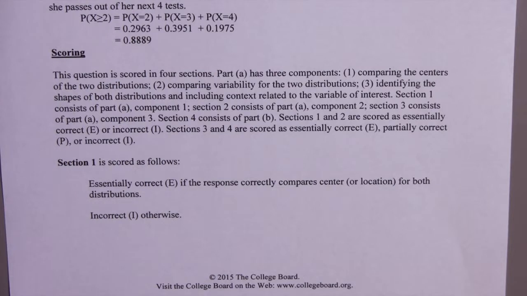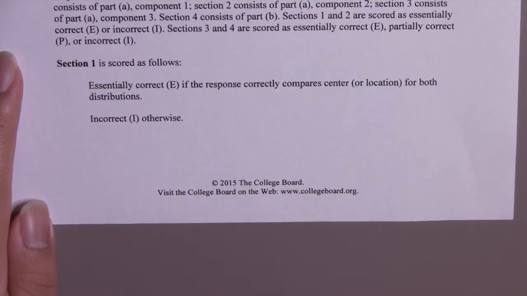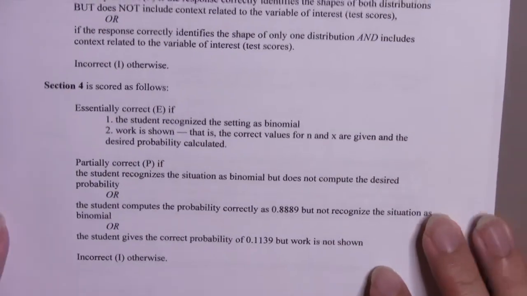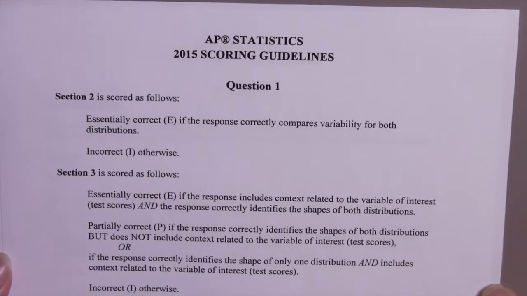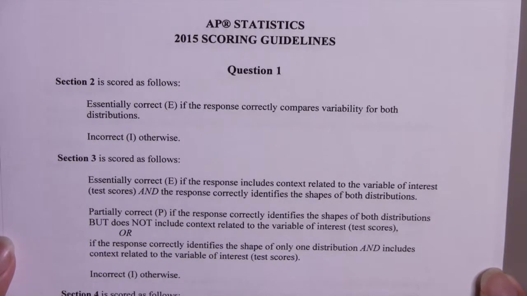Sections 1 and 2 are scored as essentially correct E or incorrect I. Section 3 and 4 are scored as essentially correct E and partially correct P or incorrect I. So Section 1 is scored as follows. You get an E or essentially correct if the response correctly compares center or location for both distributions. You get an I or incorrect if it's other than that. In Section 2, it's scored as follows. You get an E or essentially correct if the response correctly compares variability for both distributions, and you get an I if it's other than that.